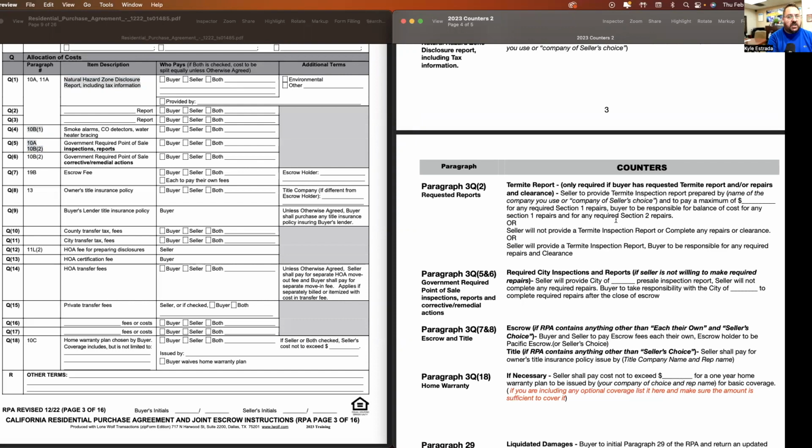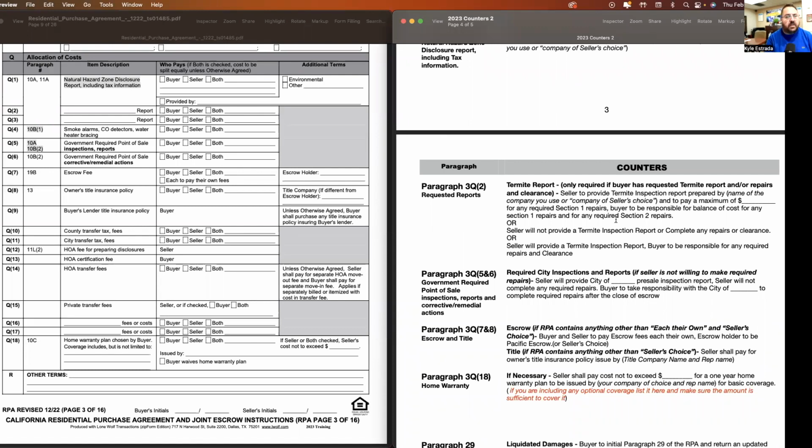So my suggestion is you counter, and there are three options here, and you can see them in the counters if you're reading them. Seller to provide termite inspection report prepared by company, whatever name of company, and to pay a maximum of blank for any required Section 1 repairs. Buyer to be responsible for the balance of cost for any Section 1 repairs and for any required Section 2 repairs. So the first choice is, yeah, I'll give it to you and I'll pay for any of the clearances, but I'm maxing out how much I'm going to pay for that clearance.